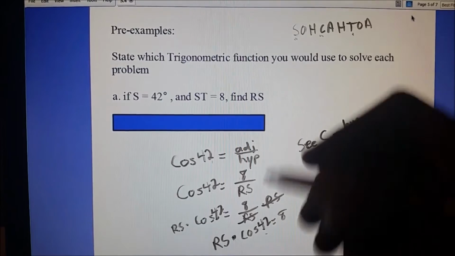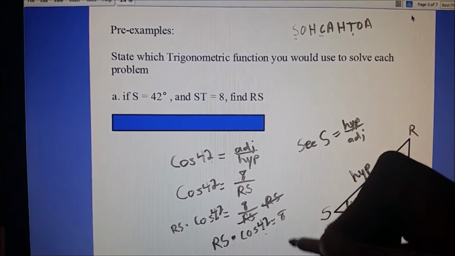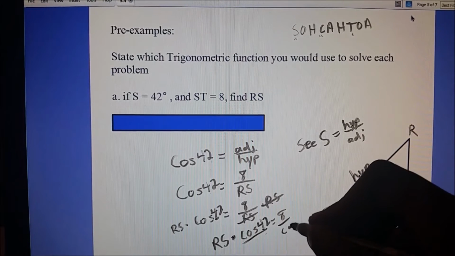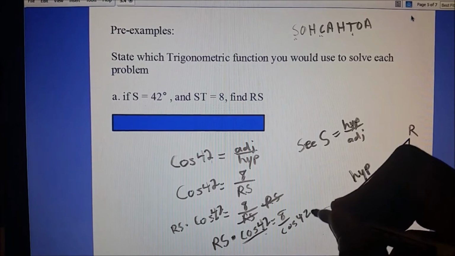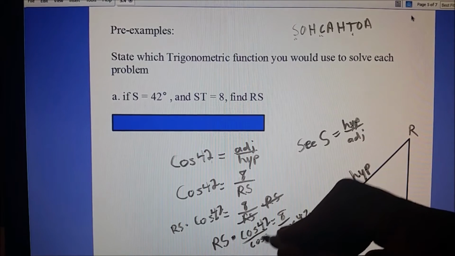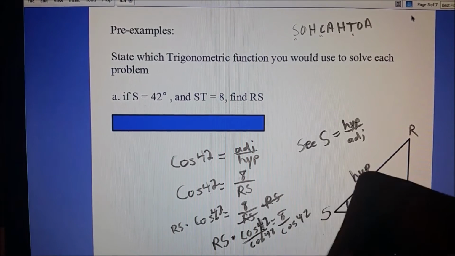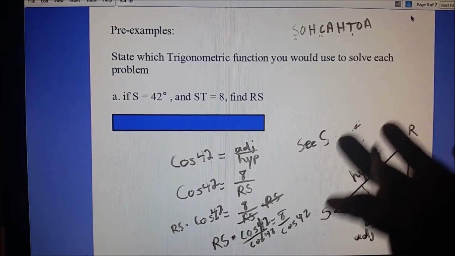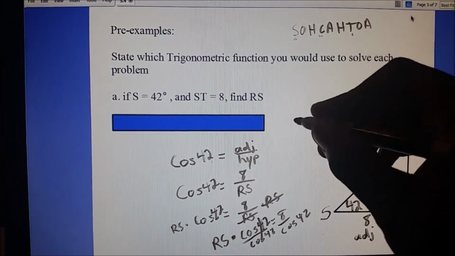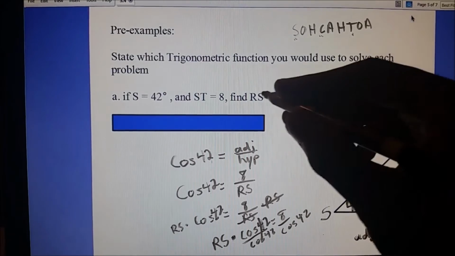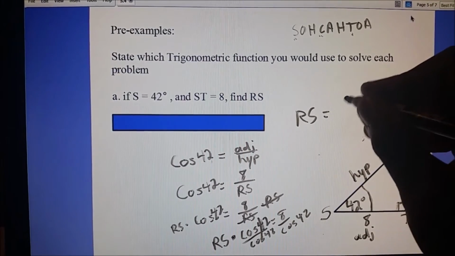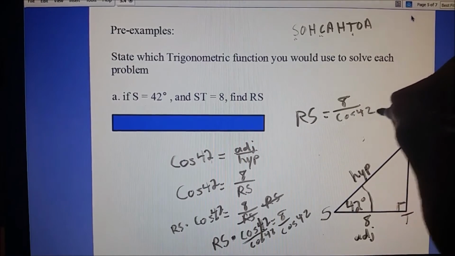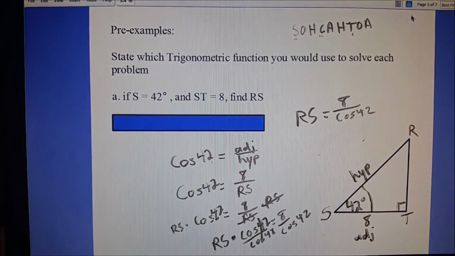Okay. And the reason we're doing that is because cosine 42 is a number. So if we divide both sides by cosine of 42, those cancel, and I'm left with, let's go ahead and get rid of this right here. RS, what we're trying to find, is equal to 8 over cosine of 42. Okay?